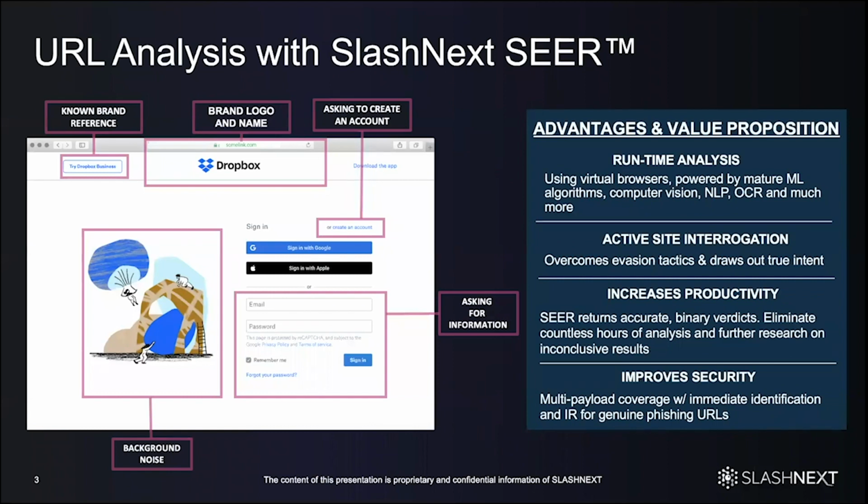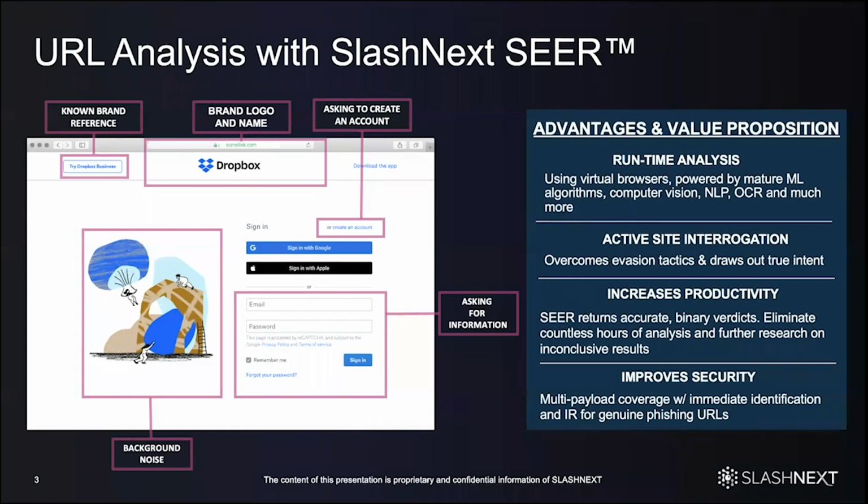Powering our URL analysis engine is the SlashNext SOAR threat detection technology. The advantage of using SlashNext SOAR is its runtime analysis. During runtime, we're actually using virtual browsers that will perform machine learning and computer vision. It will compare the brand logo and name. It will look for known brand references and much more.